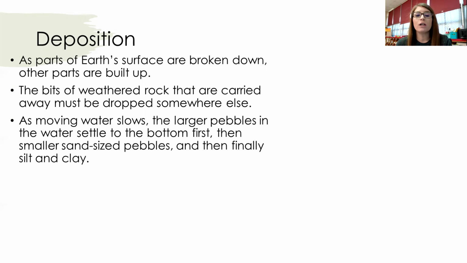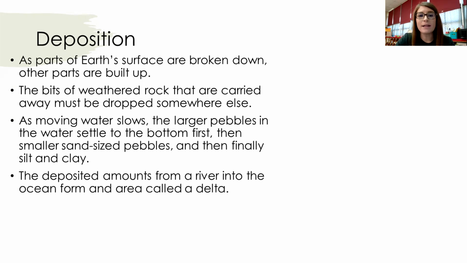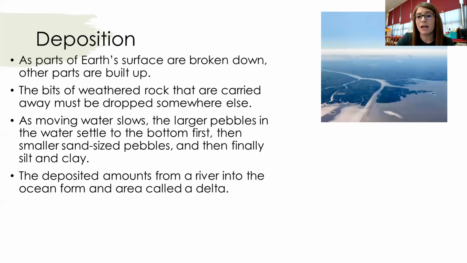As moving water slows, the larger pebbles in the water settle to the bottom first, then smaller sand-sized pebbles, and then finally the silt and the clay. The deposited material from a river into the ocean forms an area called a delta, and it looks like this, kind of where there are little branches going off and there's land in between.